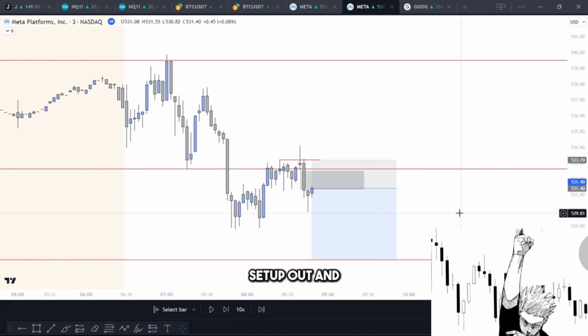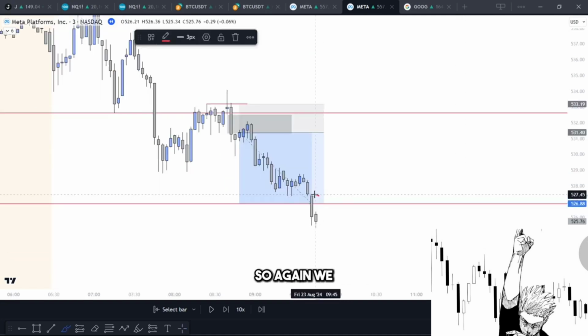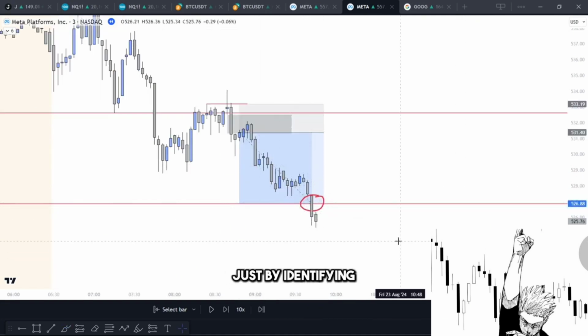So now let's play this setup out and take a look at exactly what happens. So again, we catch another perfect low risk high reward trade just by identifying our candle range theory levels.